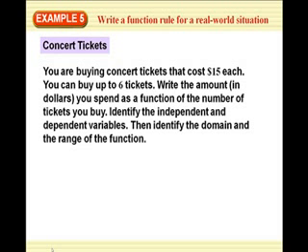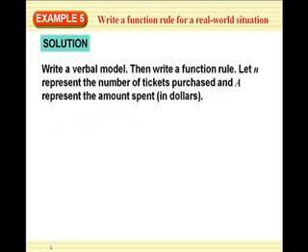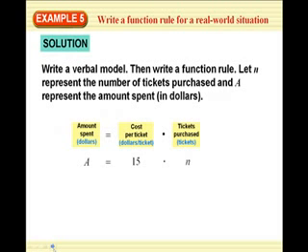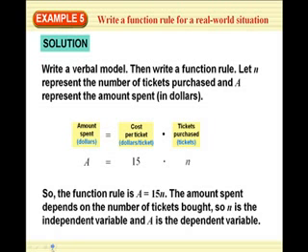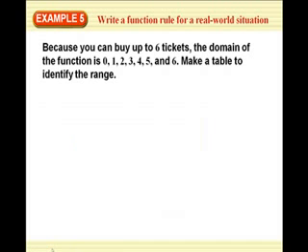So we can write the amount in dollars we'll spend as a function of the number of tickets that we're going to buy. Write a verbal model. N is going to represent the number of tickets, so every ticket costs us $15, so 15 times N equals the amount we're going to spend. Okay, so we could buy 0, 1, 2, 3, up to 6 tickets.